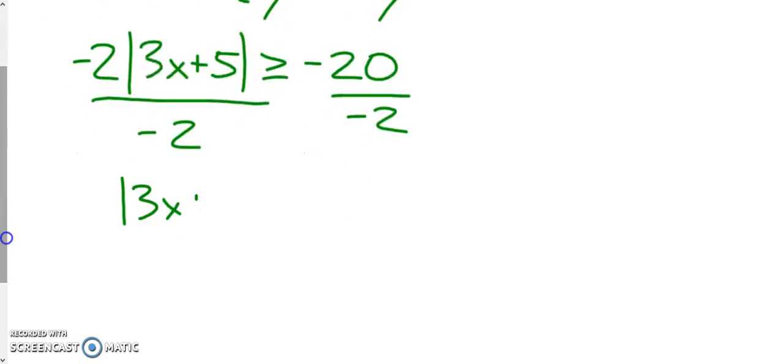Absolute value of 3x plus 5. This would be 10, right? What goes between them? Why are we flipping the sign? Be divided by a negative. Indeed.